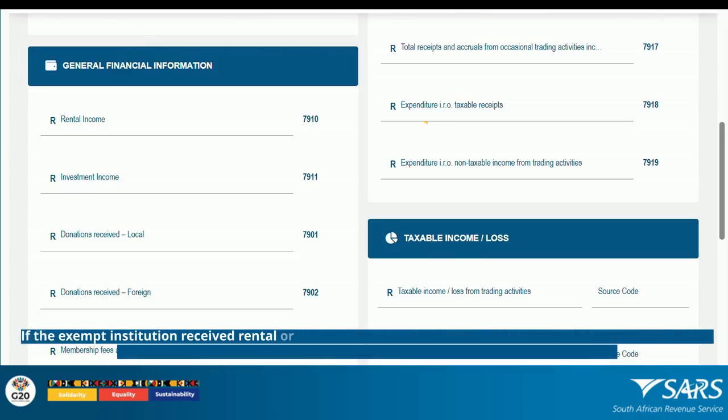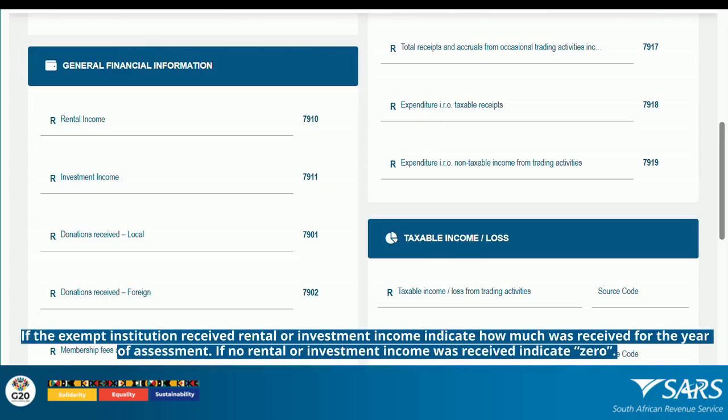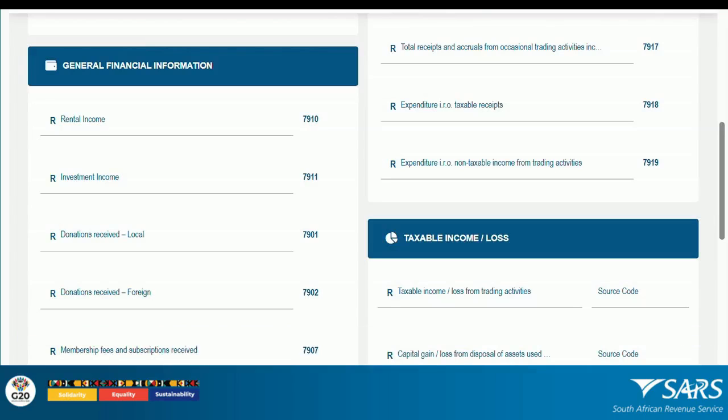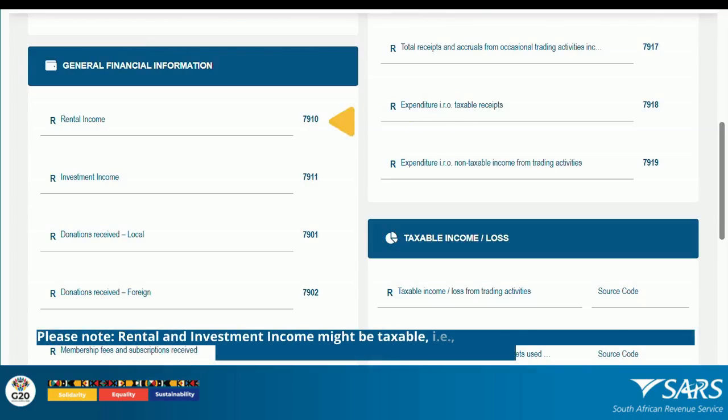If the exempt institution received rental or investment income, indicate how much was received for the year of assessment. If no rental or investment income was received, indicate 0. Please note, rental and investment income might be taxable, dependent on the tax-exempt institution category and requirements.